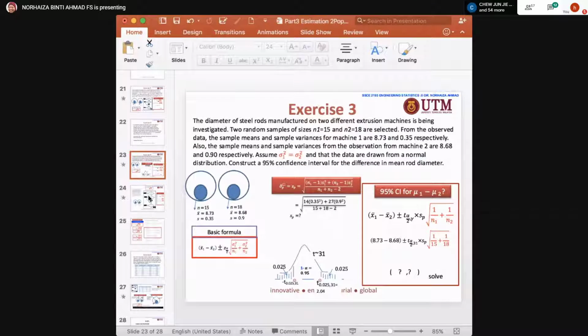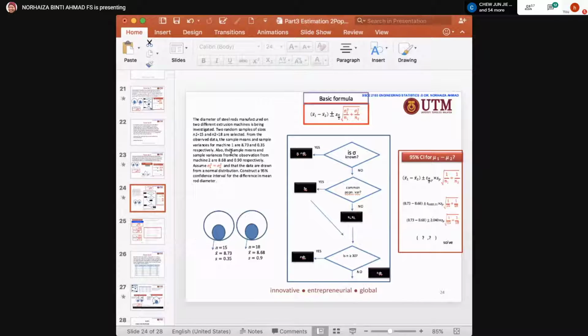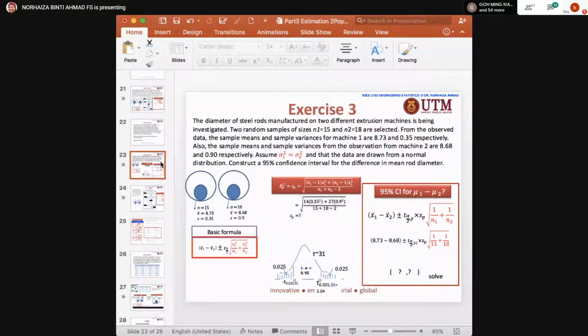So here you have, this is the information that you obtained, and using the basic formula, sigma is not known here. So you go down. Is it common? Yes, it's common. Common because it says sigma 1 squared equals sigma 2 squared. It's common, so you need to use an SP. Therefore, you need to use this formula here, SP, get the values, plug it in there, and because the sample size is small, the sample size would refer to the general sample size between the two.